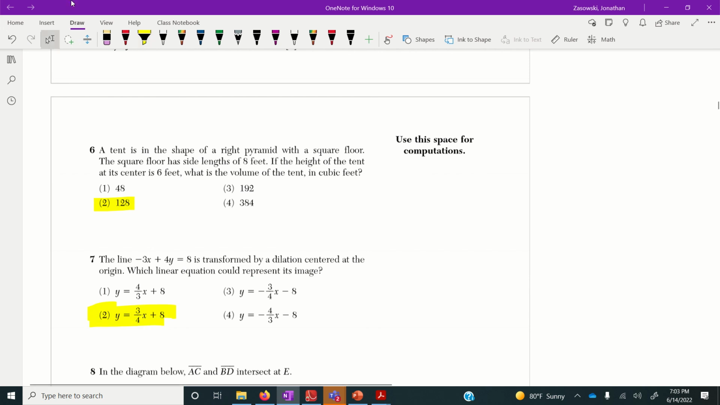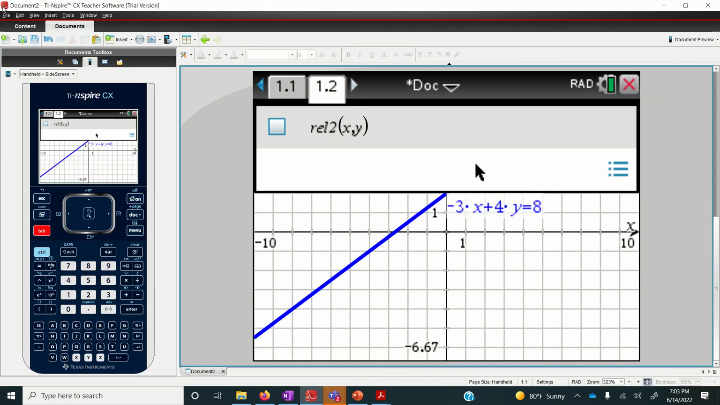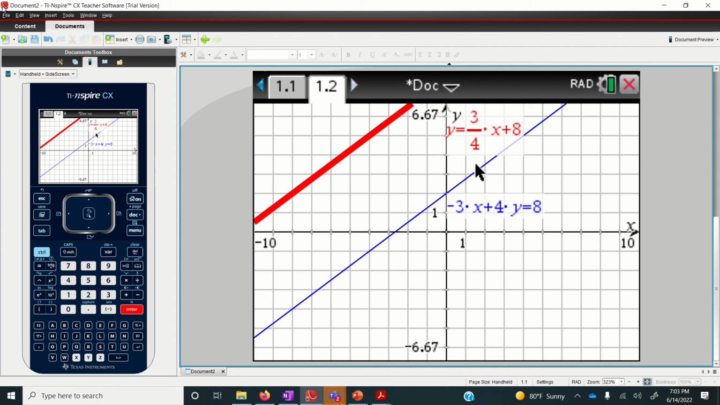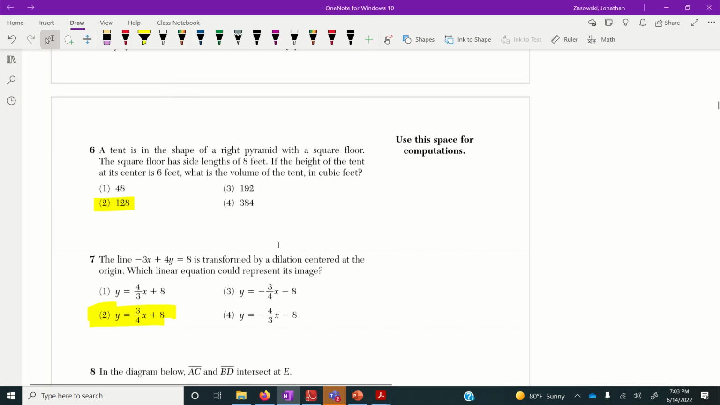We can use our calculator to do it. You also just press tab and type in the answers. Okay. y equals 3 over 4 x plus 8. Hit enter. Is it parallel? That's my answer. So keep it simple here. All right.